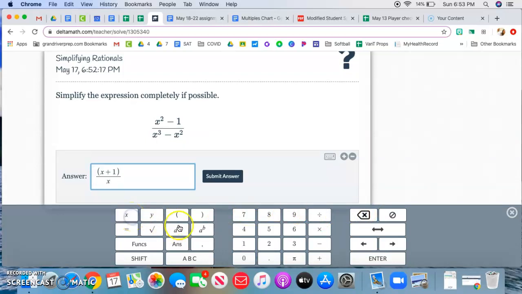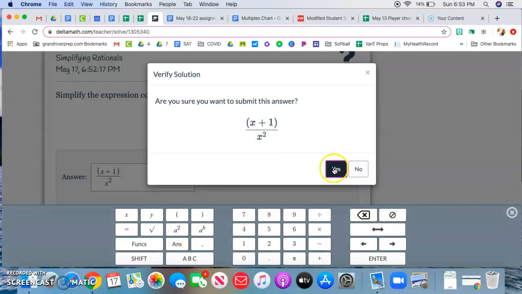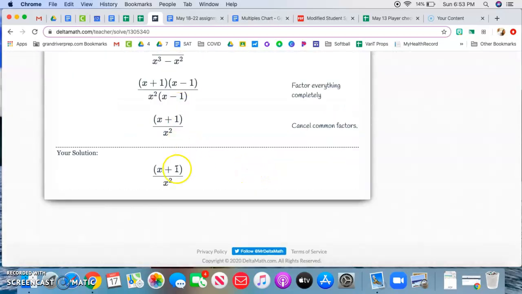So x, and then to get squared, you can use this button right here, or you can use this one, and it will pop it up into the exponent for you, and you can hit 2. So for squared, either one of these works to get you an exponent there. Go ahead, submit my answer, and I got it correct.